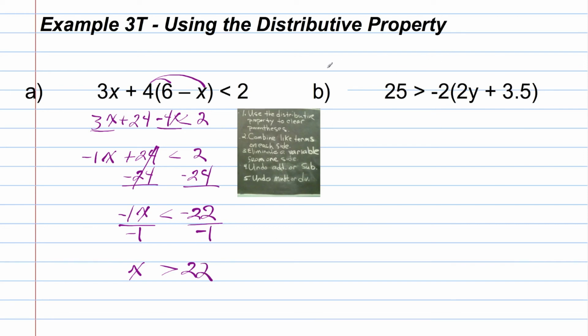On the right-hand side, part B, we have 25 is greater than negative 2 times 2y plus 3.5. As we just did, we're going to first use the distributive property to clear parentheses. Negative 2 times 2y gives us negative 4y. And negative 2 times a positive 3.5 gives a negative 7. I bring down the greater than symbol, and I bring down the 25.